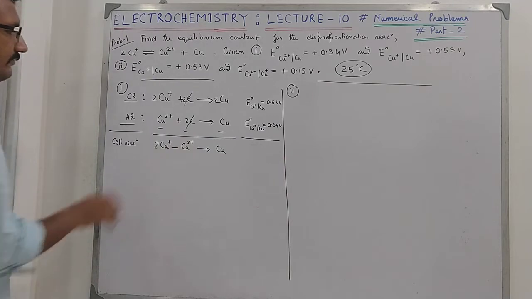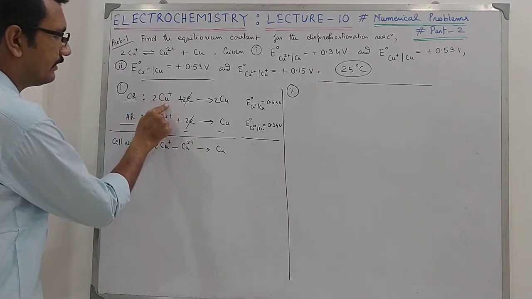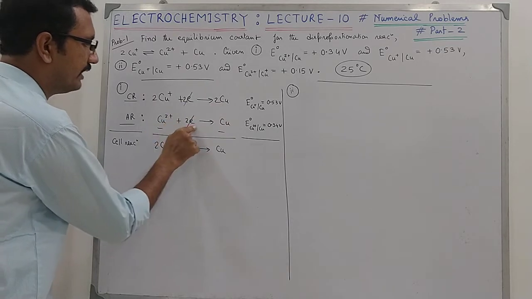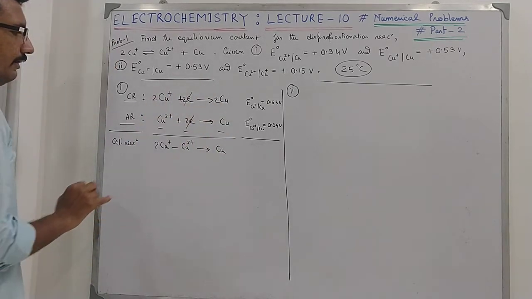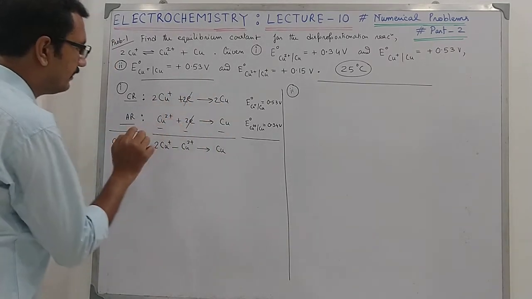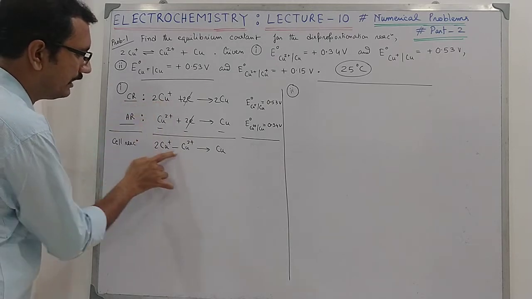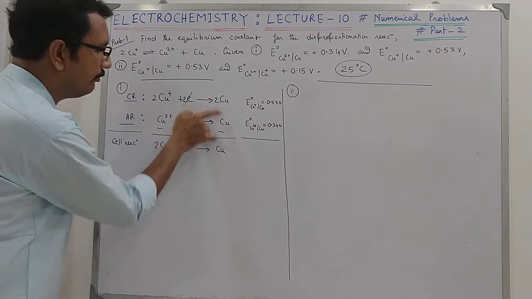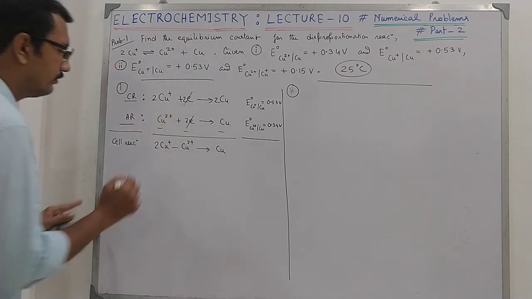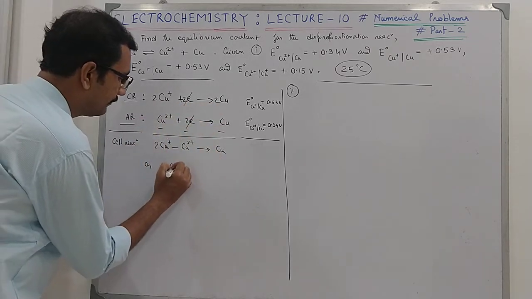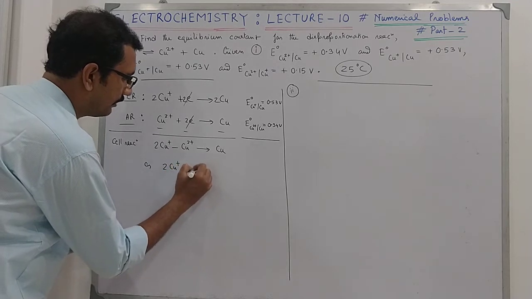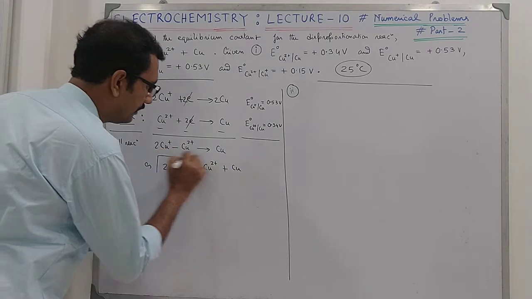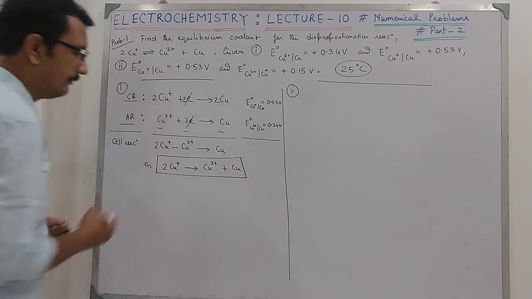Now see, 2 Cu+ + 2 electrons arrow 2 Cu, and it is Cu2+ + 2 electrons arrow Cu. Now these 2 electrons cancel out. Here it is 2 Cu+ minus Cu2+ arrow 2 Cu minus Cu, that is Cu. So rearranging, we will get 2 Cu+ arrow Cu2+ + Cu. This is the cell reaction.